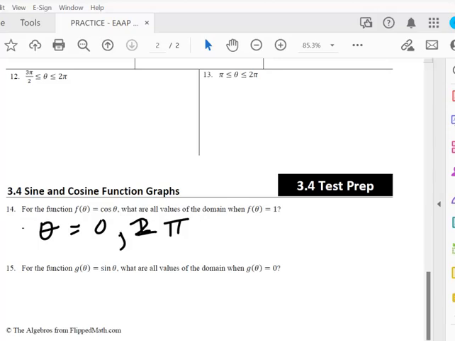So 0 and 2 pi. But by the way, it's also going to be 4 pi. It's also going to be 6 pi. Every time we lap around the circle, we're going to get to that starting point that has an output value of 1. So how do we write this? The way I'm going to write this answer is going to look like this. I'm going to say theta equals 0 plus 2 pi k.